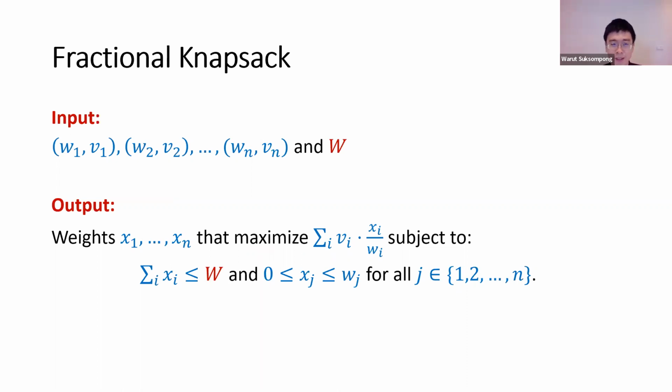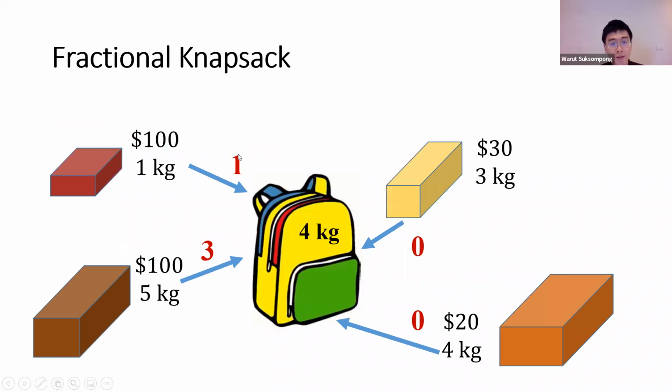You cannot, if this item is 1 kilogram, choose to include 2 kilograms of this item. So 0 ≤ xj ≤ wj for every j between 1 and n. So that's the specification of the problem. And for example, in this case, you might choose to include the whole of the top left item, so the whole 1 kilogram. That's going to give you a value of $100.